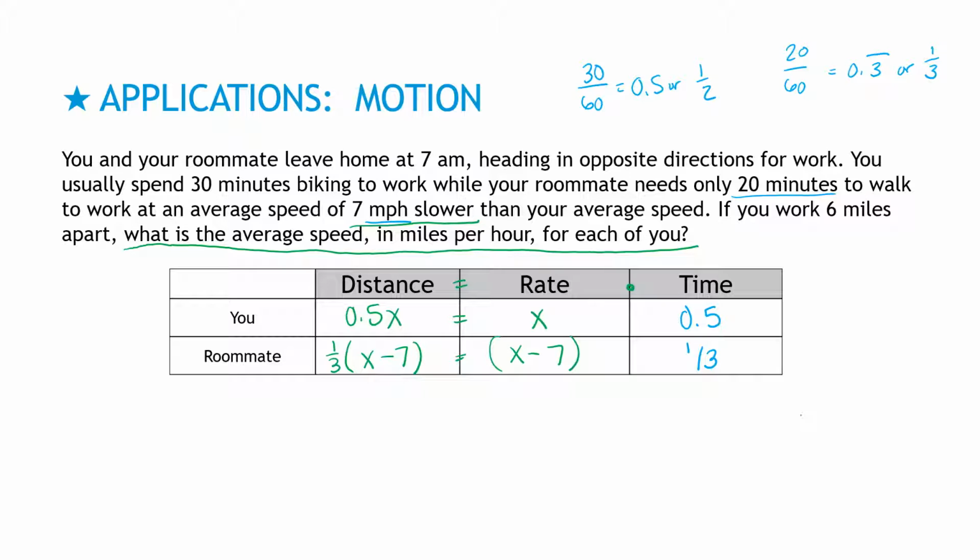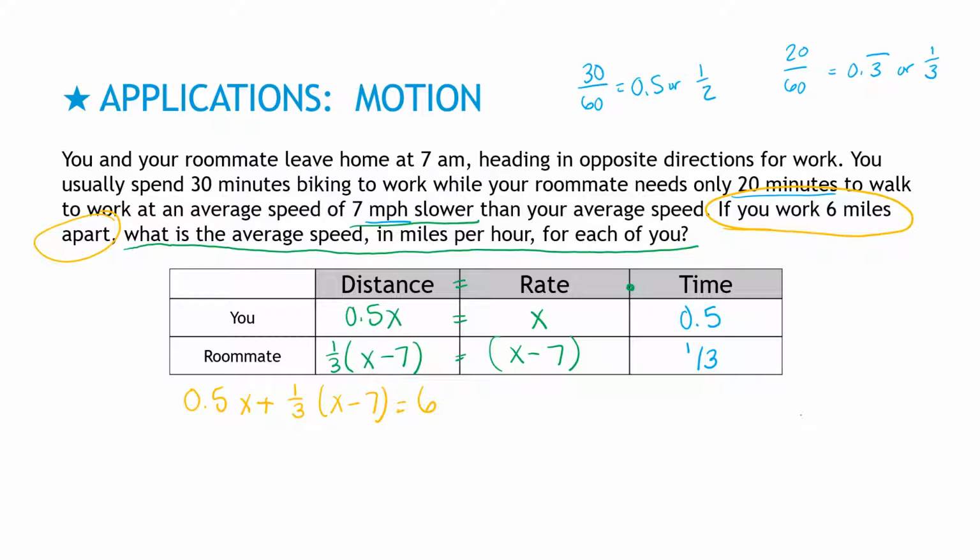Now on the last one, I knew the distance was the same, so I said the distance of the first equals the distance of the second. This one is different. It says we work 6 miles apart. So what that tells me is that my distance plus my roommate's distance is equal to 6 miles. So this one, they're not equal to one another, but if I add the two together, the distance is 6 miles.